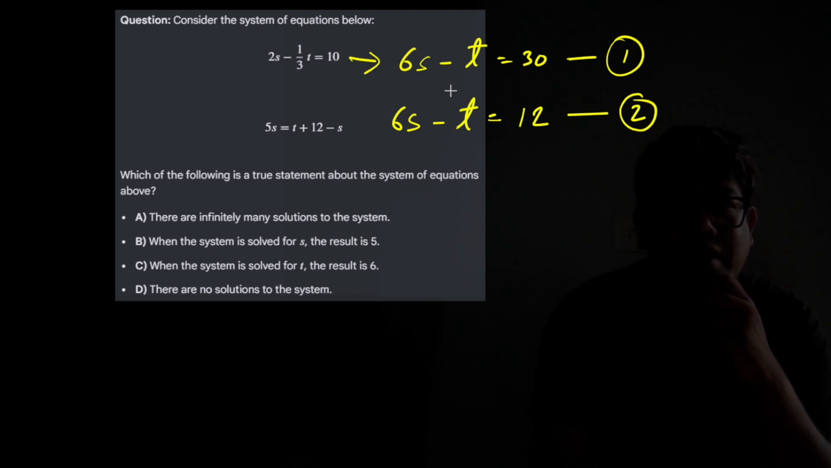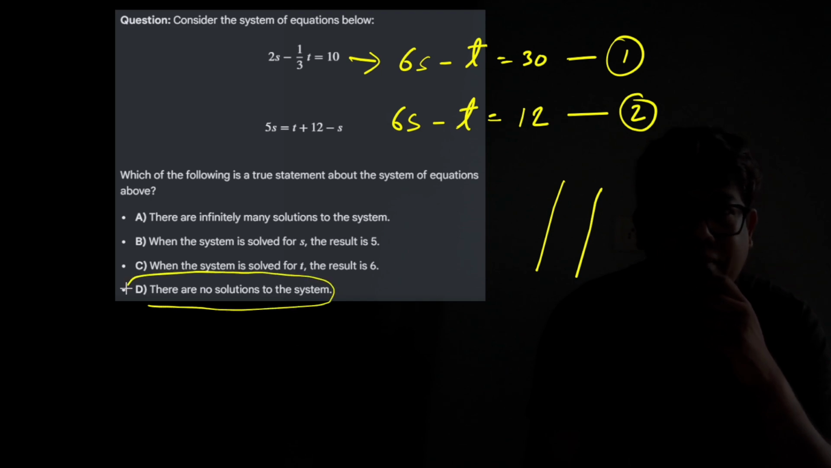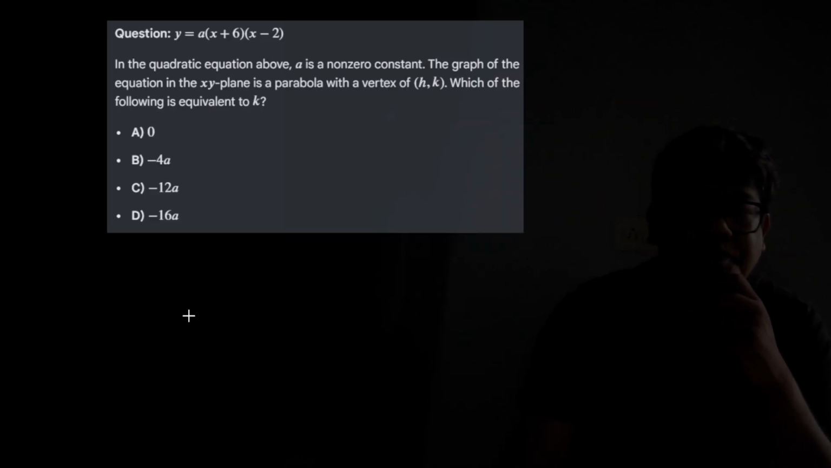Now what we see is that both of these equations 1 and 2 are nothing but a parallel set of lines. Now we know if we try to find solutions for a parallel set of lines, we aren't going to get anything. So there are no solutions to this system. So D will be the answer. Let us now take up the second question.